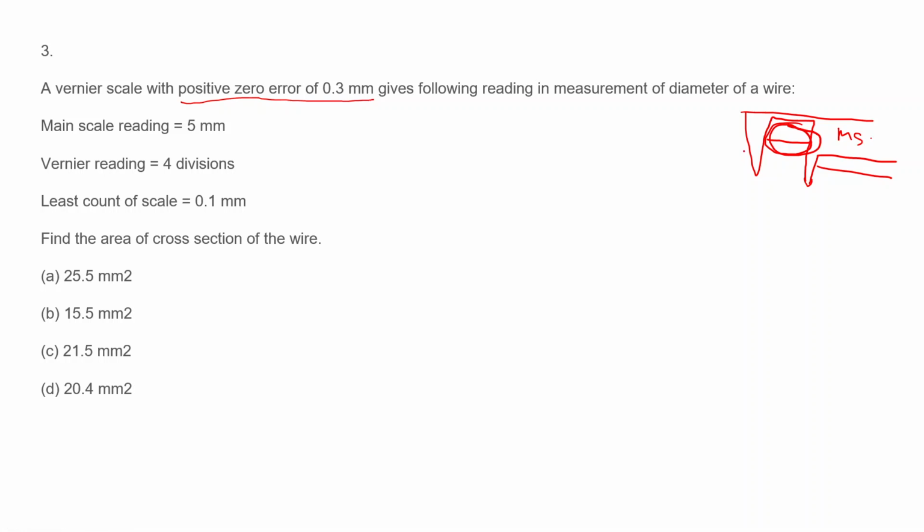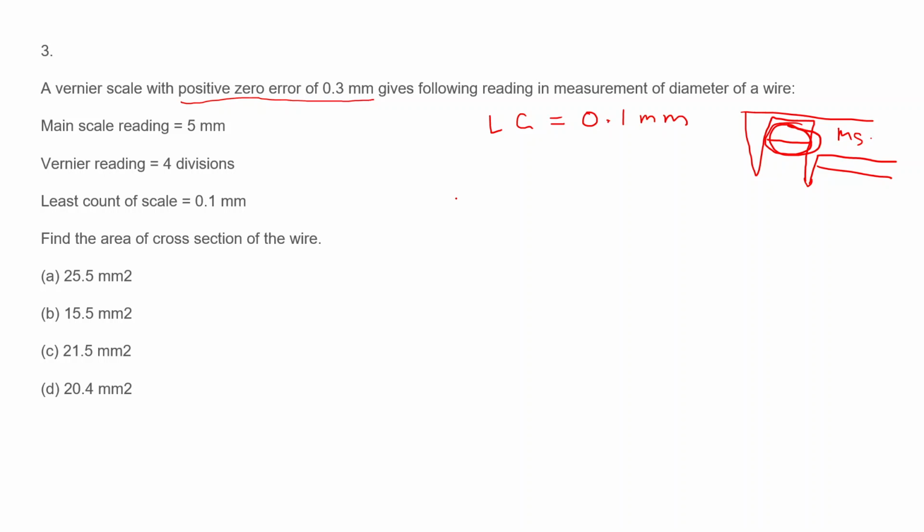I think from this problem, if there is some doubt, it will be cleared how we take the reading if we already know the least count. We should see that the least count is given to be 0.1 millimeter. It's written least count of scale, but what it means is the least count of this vernier scale. So the least count of the vernier scale is 0.1 millimeter. Here we don't need to calculate, it's already given to us.